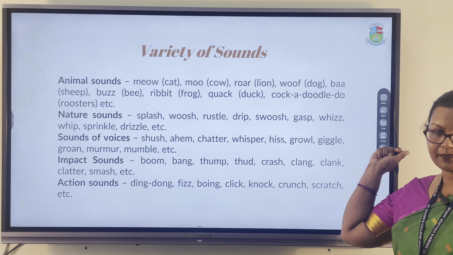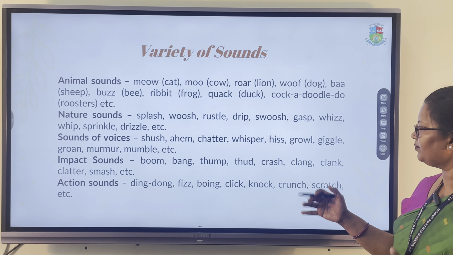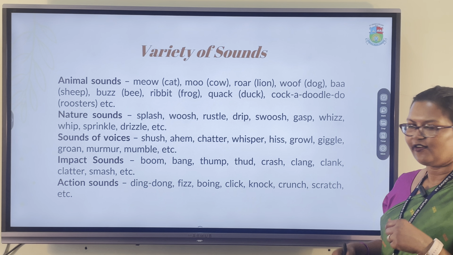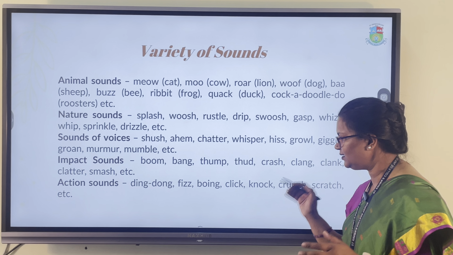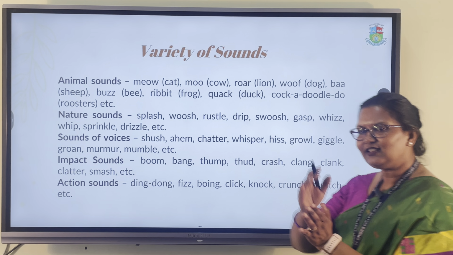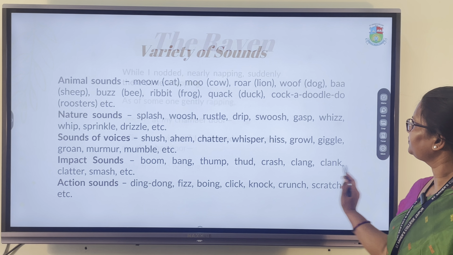Impact sounds when something hits something else with a force. Boom, bang, thump, thud, crash. Action sounds, ding, dong, fizz, boing, knock. So we have all these sounds and these words tend to represent the sound they stand for very closely.